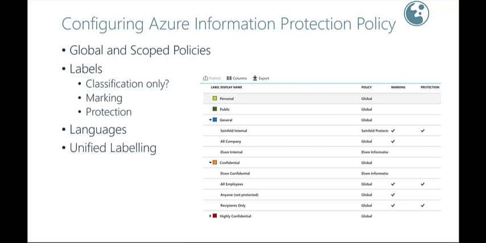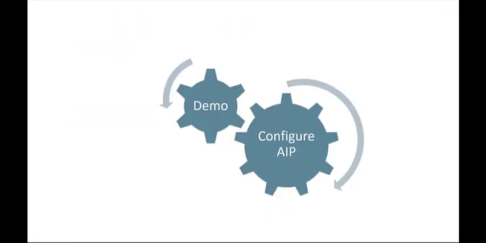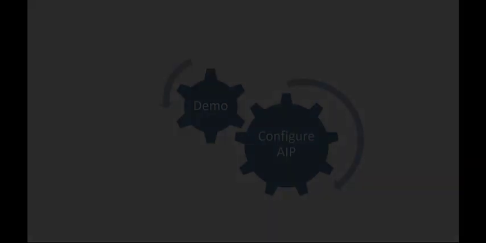And now you can also have unified labeling. That means that the labels you configure in Azure Information Protection policy also will automatically be synchronized to the Office 365 Security and Compliance Center. And then you will have support for a lot more of the forward-coming clients. We will get into that later. So let's start by doing a demo for Azure Information Protection configuration.